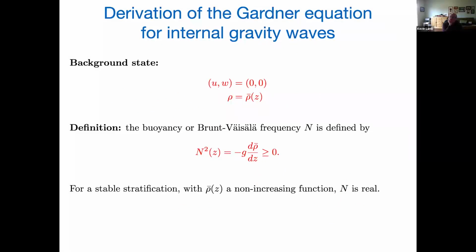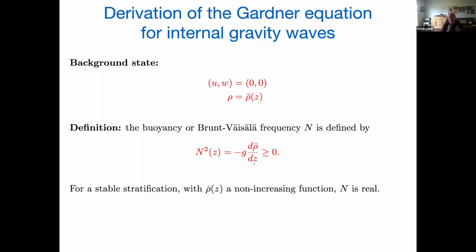So I'm going to say a bit about the derivation of the Gardner equation for internal gravity waves. In this derivation, I'm going to assume that the background state consists of a fluid at rest, and I've got a density stable stratification rho bar of z. So the buoyancy or Brunt-Väisälä frequency N is given by N squared equals minus g d rho bar by dz.